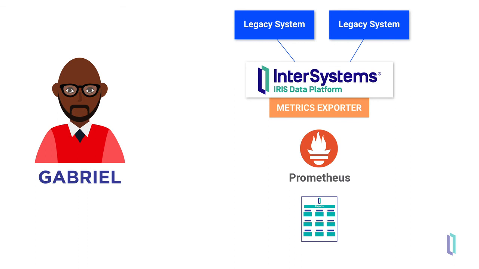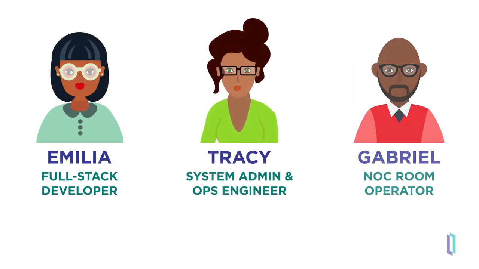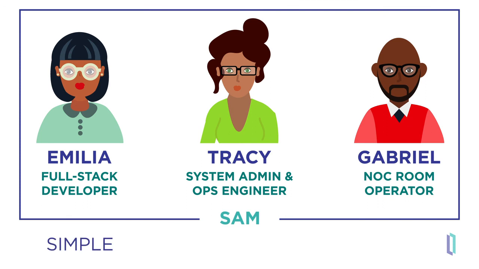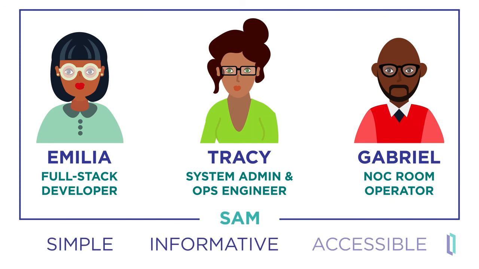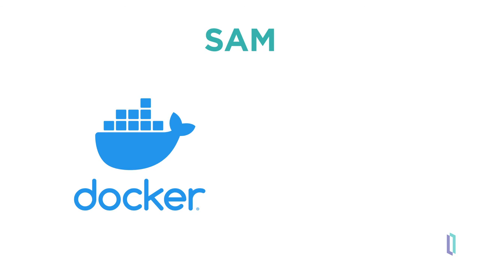In the end, there are a few key takeaways for Amelia, Tracy, and Gabriel. SAM is simple, offers a wide range of information about their systems, and consolidates that information to make it quickly accessible. Delivered in a streamlined Docker Compose package, SAM can be up and running with a single command, enabling developers and operators to more easily monitor and maintain the systems that power your business.